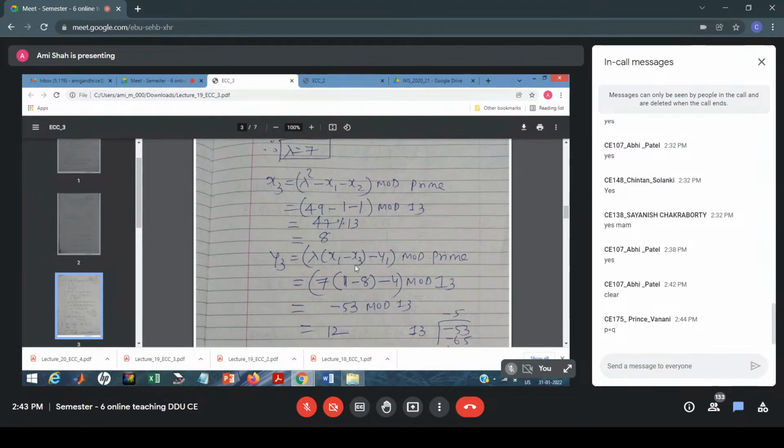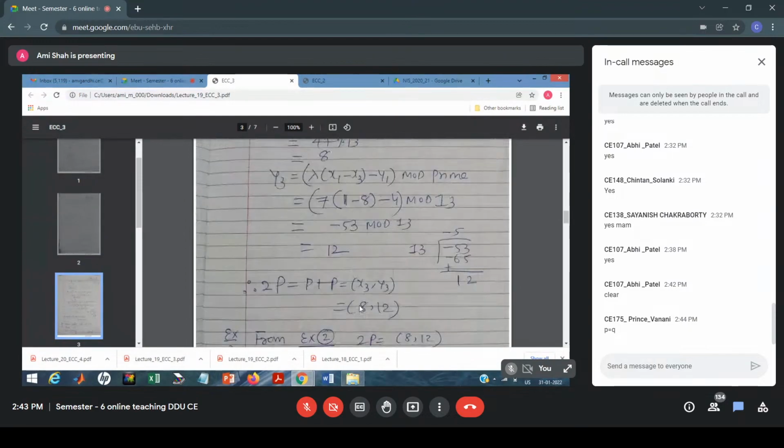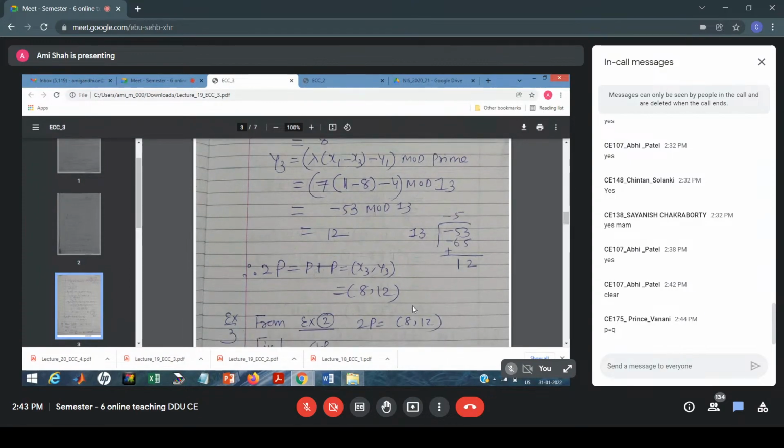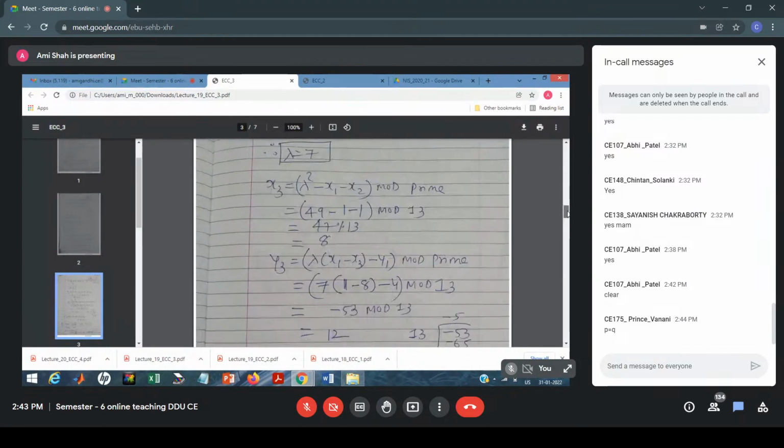And y3 is lambda times (x1 minus x3) minus y1 mod prime, right? So when I put the values over here, I'm getting 12, right? So that means I can say that 2P equals P plus P equals (x3, y3), which is (8, 12). Now all of you from example number 2 know the value of 2P, that is (8, 12). Now all of you find 4P, calculate it and quickly tell me the answer.